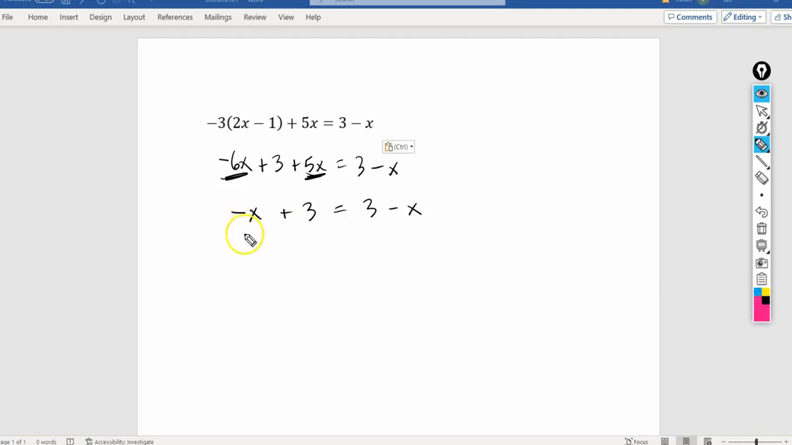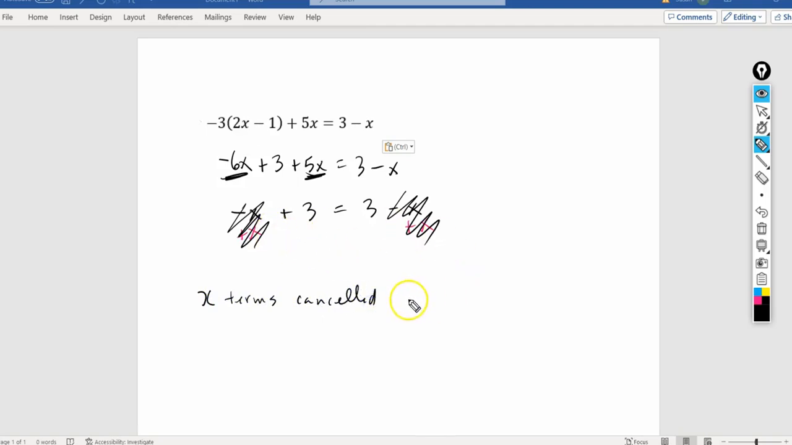Now, I'm going to add x to both sides. But what happens when I add x to both sides? I want to get rid of the x term, get it to the other side. That cancels, but that also cancels. Now, what's happened? The x terms canceled, so we don't have any more x terms left.